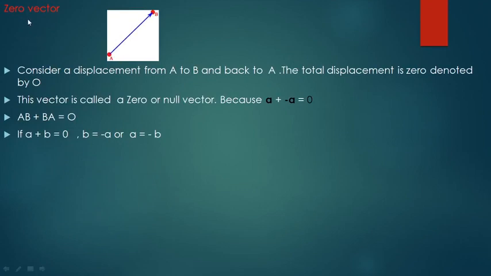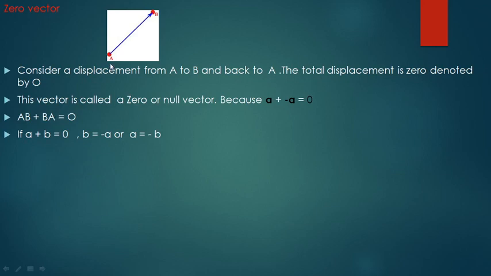Now, we talk about a zero vector. When you move from A to B, the direction of this vector is from A to B. Let's say the length you walk is 3 meters, that is vector A. And then you come back to A. When you go to B it is positive A, coming back is negative A. Therefore, when you add the two, A plus minus A, it becomes 0. And therefore, that is a zero vector.